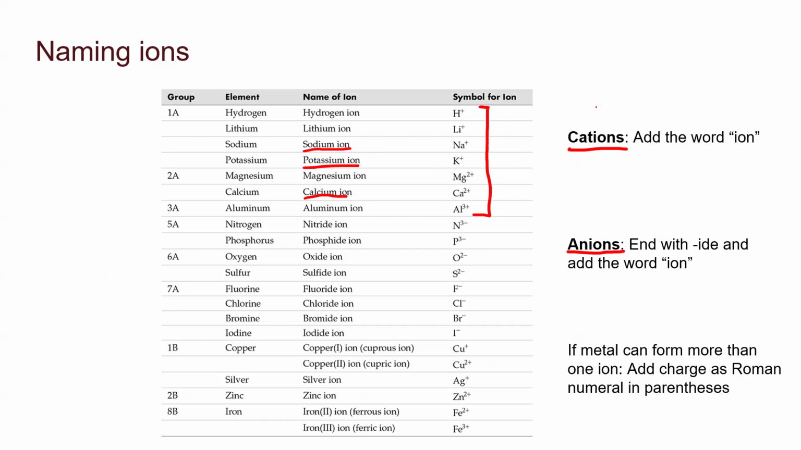So if I lost an electron, you would know me as the Joel ion.